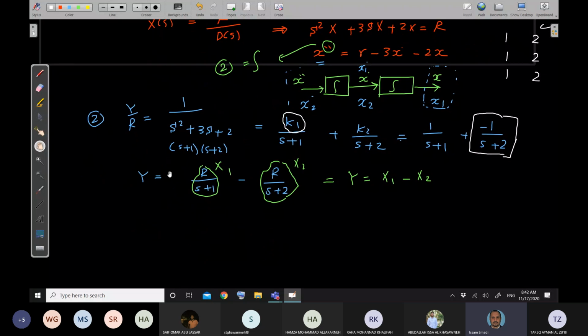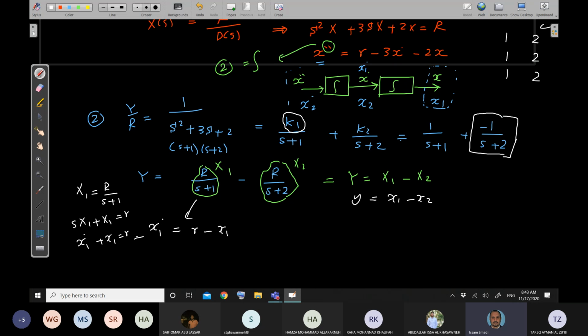So now let's see. So simply this means that now I'm having the output equation, which is y equal to x1 minus x2. Then x1 dot will equal r minus x1. Yes or no? Right here, x1 equal r over s plus 1. Then you will have s x1 plus x1 equal to r, in time domain x1 dot plus x1 equal to r. Rearrange, you are getting x1 dot equal r minus x1.